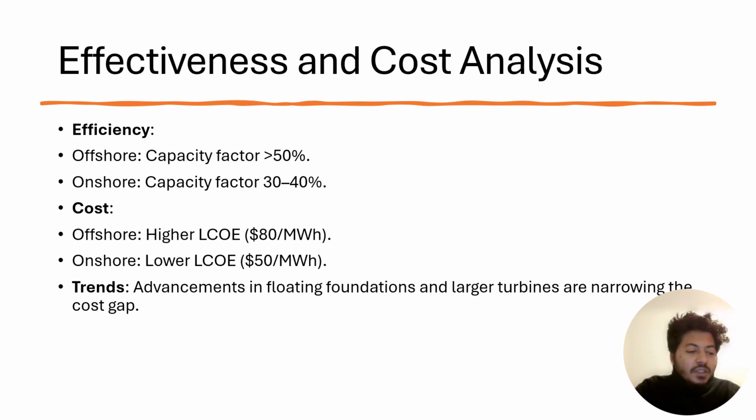Let's examine the comparing capacity factors and cost. Offshore turbines achieve capacity factors exceeding 50%. The efficiency stems from consistent wind speed and the ability to deploy larger turbines. Onshore turbines with a capacity factor of 30 to 40% exhibit greater variability due to terrain and obstacles.